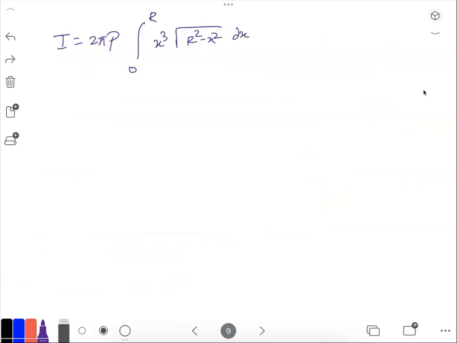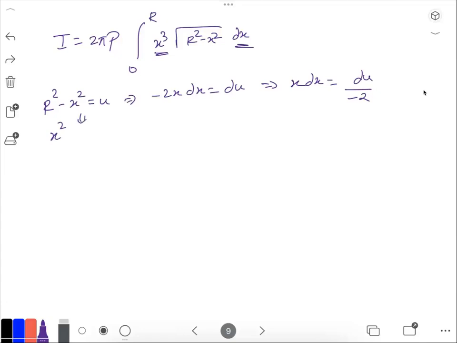So the integral can actually be tackled using a simple u substitution. Let's let r squared minus x squared be u, and simply differentiating both sides, we get negative 2x dx as du. So x dx is du over negative 2. That's all well and good, but we really want an x cubed dx. So how can we find that? We know that x squared, by rearranging this, is r squared minus u. So that provides a great way. So x cubed dx will actually be r squared minus u, du over negative 2.